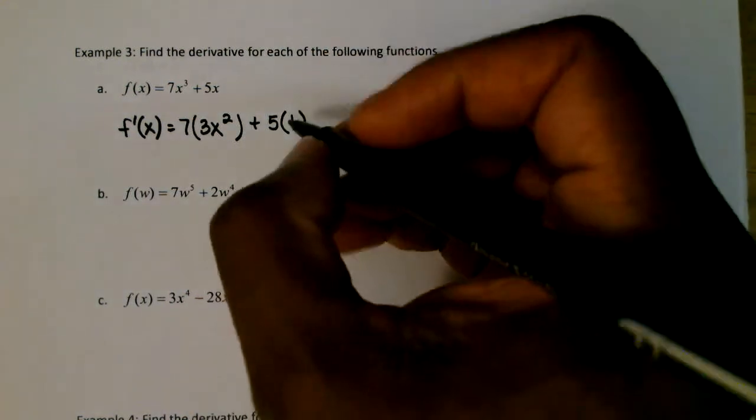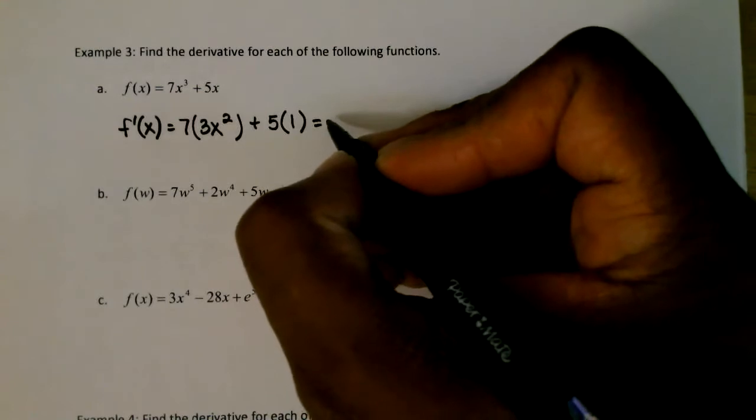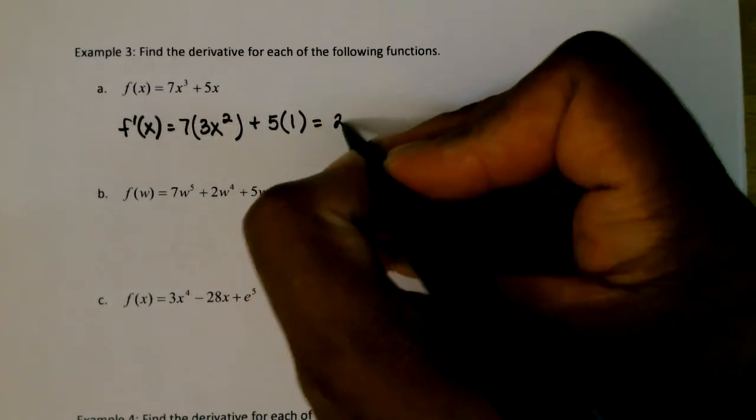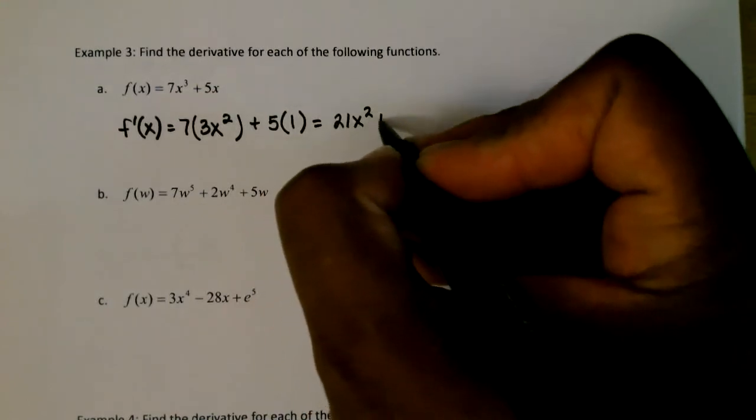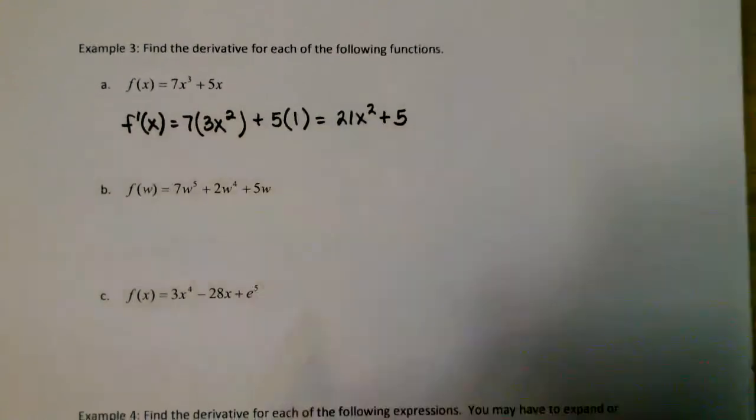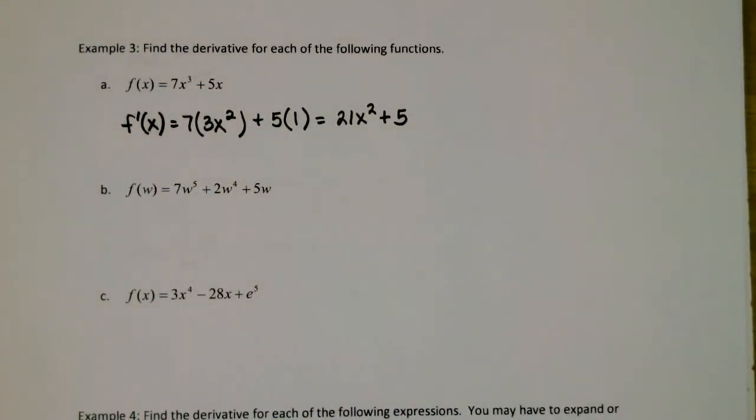Then if I simplify this, 7 times 3x squared would be 21x squared plus 5 times 1 would be 5. So the derivative of f of x will end up being 21x squared plus 5.